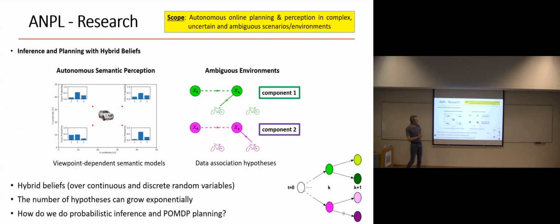Another direction deals with inference and planning with hybrid beliefs. These are belief distributions over discrete and continuous random variables. There are different motivations for this direction. I'll mention two. In the first motivation, we are looking into semantic perception, meaning the ability to understand the environment, that this is a chair, this is a car, and so on.